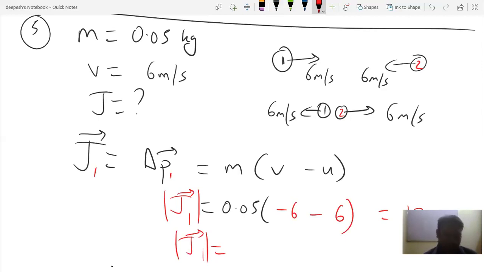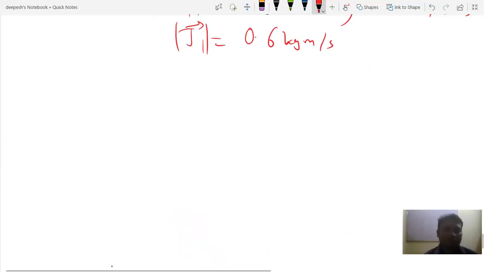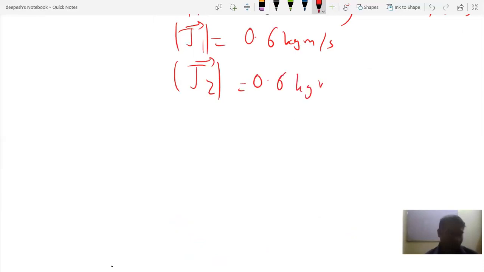So it comes out to be 0.6 kg meter per second. So this is the impulse of ball 1. Similarly, the impulse of ball 2 will also come out to have the same magnitude, 0.6 kg meter per second. The impulses imparted to each ball are in opposite directions.